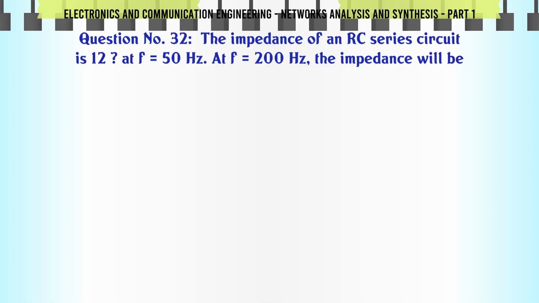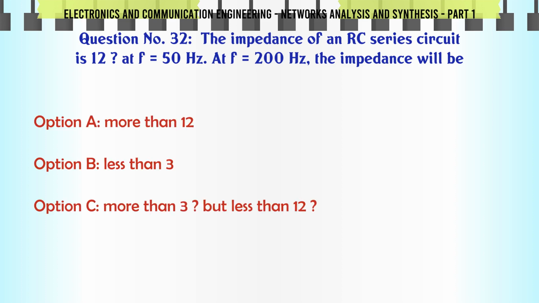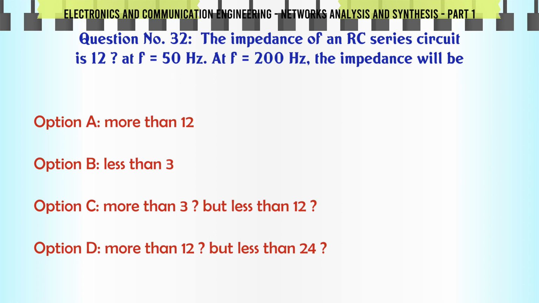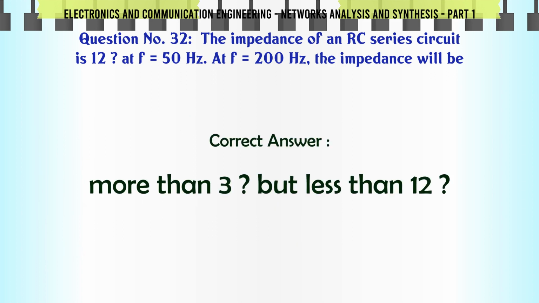The impedance of an RC series circuit is 12 at f equals 50 Hz. At f equals 200 Hz the impedance will be A more than 12, B less than 3, C more than 3 but less than 12, D more than 12 but less than 24. The correct answer is more than 3 but less than 12.